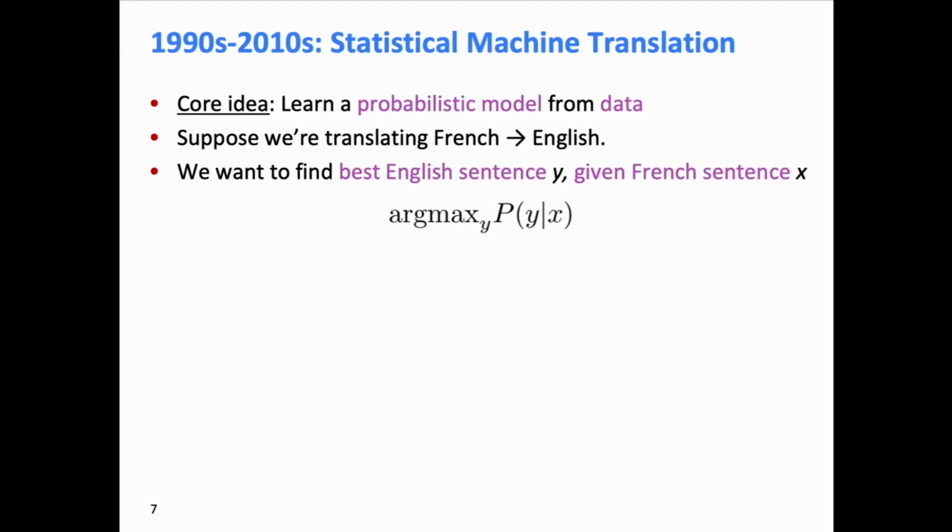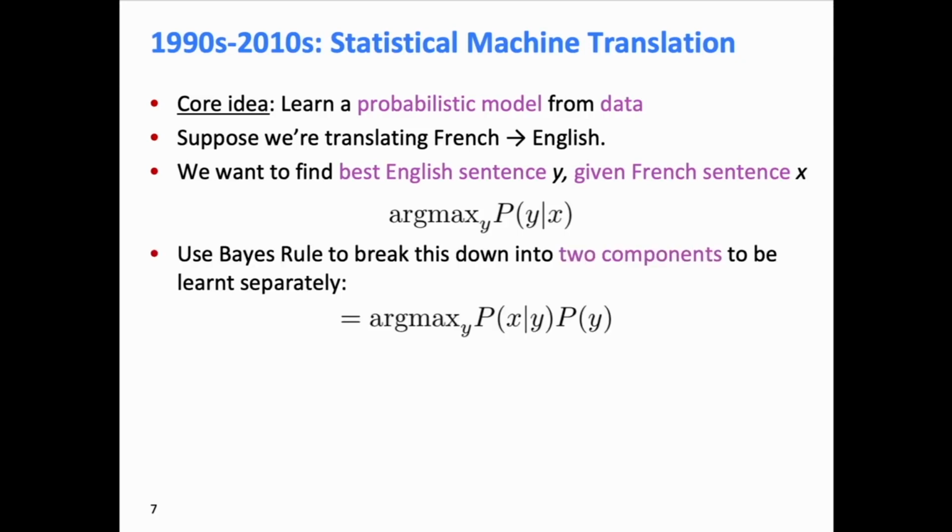The idea is that you want to find the best English sentence Y given the French sentence X. And mathematically, you can formulate this as finding argmax Y of this conditional probability of Y given X. And the model that you're learning is this probability distribution P. What we usually do is break down this probability into its two components using Bayes' rule. This means that finding the Y that maximizes probability of Y given X is equivalent to finding the Y that maximizes the probability of X given Y times the probability of Y.